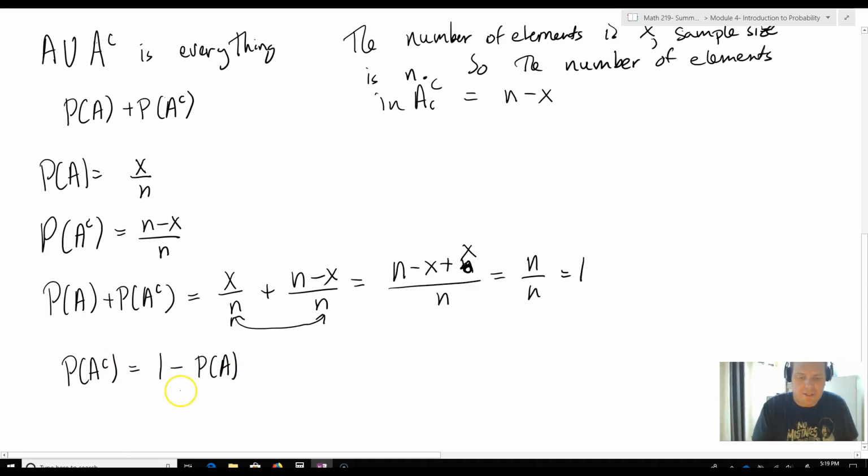So basically, you're going to subtract, this is 100%, and it is going to subtract the parts of the whole that you don't want.